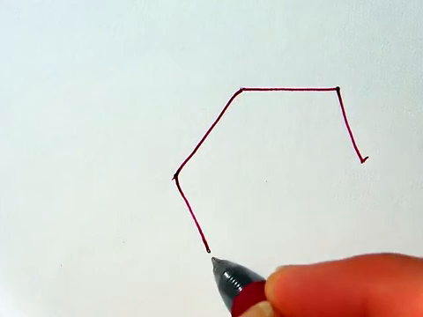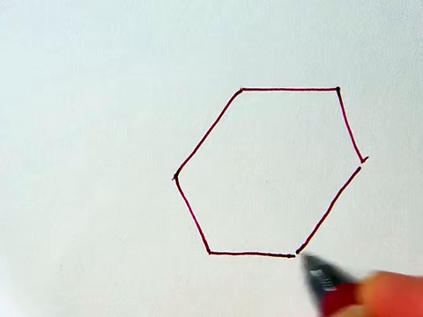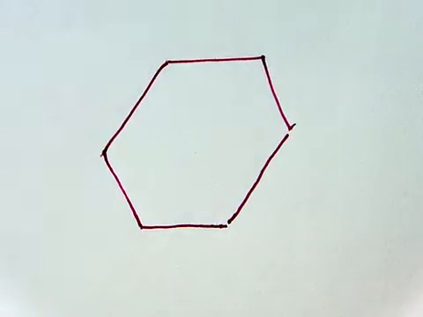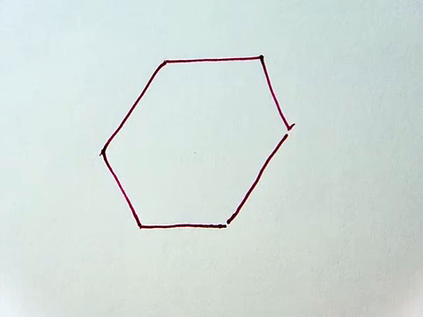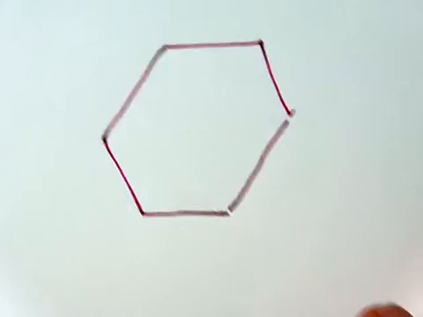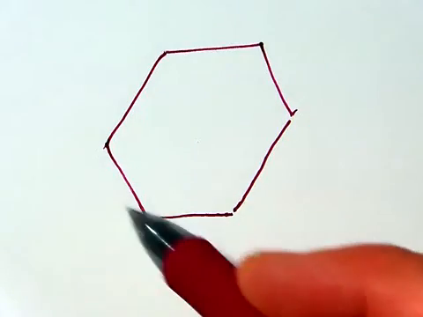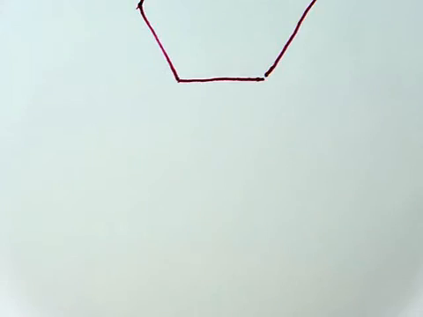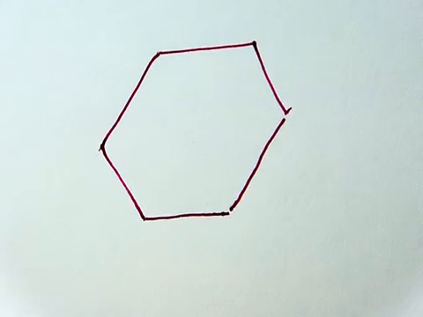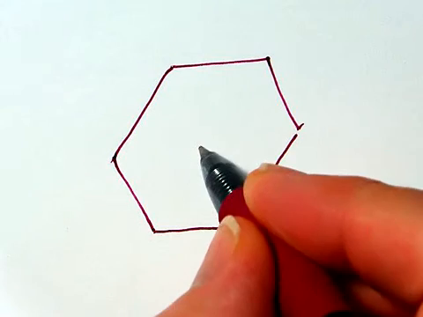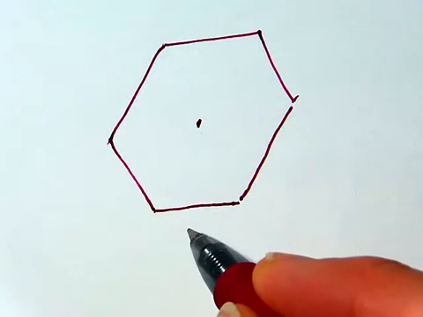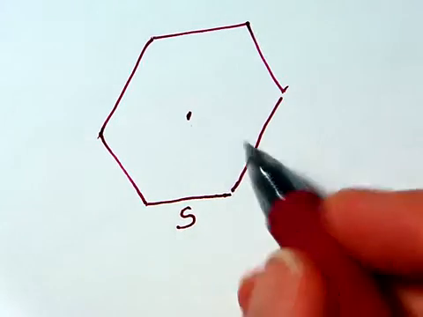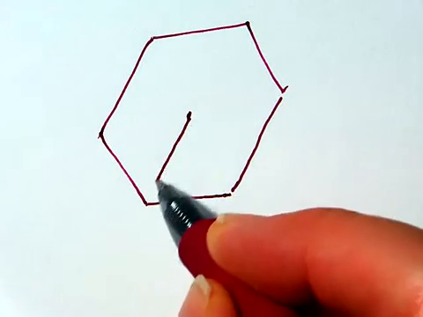So here's a regular hexagon, which means that it's got 6 congruent sides. Let me try to make it a little bit flatter, and it might look a little bit better. Okay, it's still not perfect, but it's supposed to have 6 congruent sides. And there are some very interesting properties of such hexagons. For example, the length of the side turns out to be equal to the length of the radius.